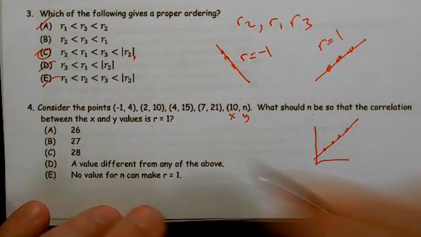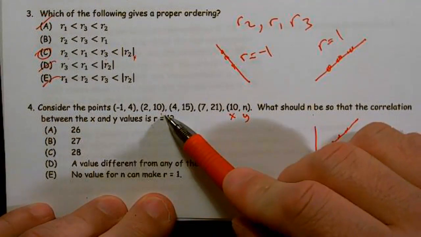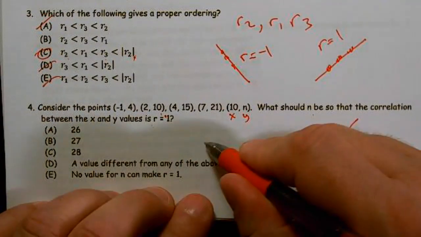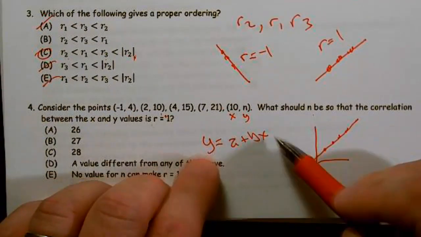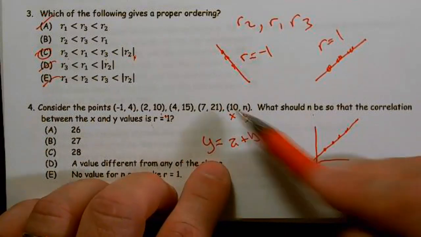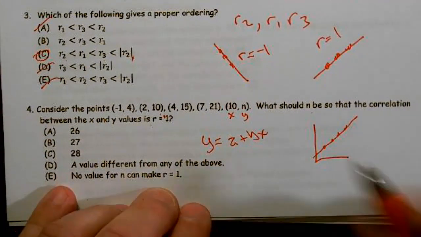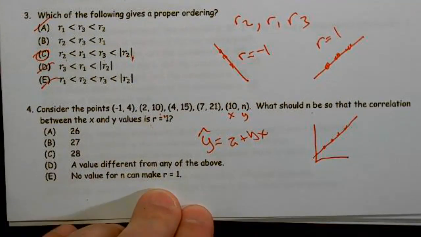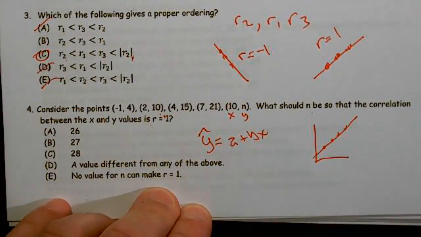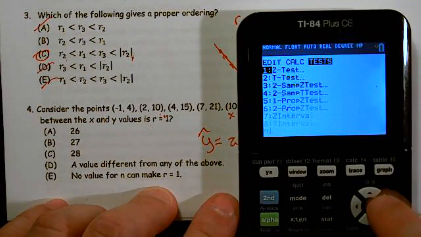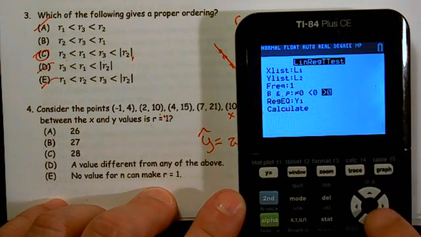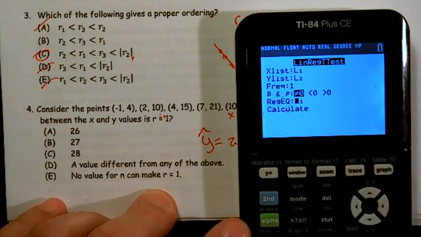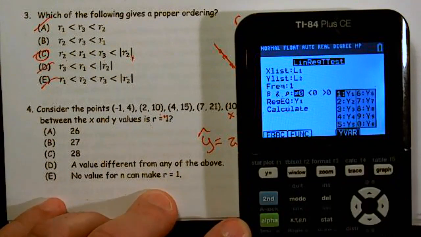So basically, I need to get the regression equation for these points. So I'm going to get the equation y equals a plus bx. And once I have that, I'm going to plug in 10 for x. And I guess I should put a hat on that and calculate what the y value is. So I've already input the data, and I'm going to go stat test, linear regression t-test. My x list is L1, my y list is L2, choose not equal. I'm going to store my regression equation in y1, and I'm going to go alpha, trace, enter.